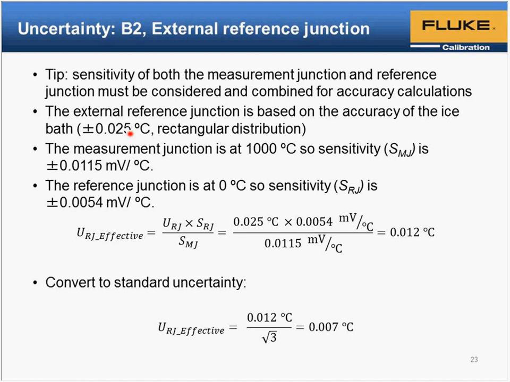So, the uncertainty of the reference junction ice bath. We need to look at the sensitivity of the thermocouple. We are still measuring at 1,000 degrees C, so we remember that the sensitivity is 0.0115. We calculated this earlier. And the temperature of the reference junction is 0 degrees C. So we have to go back to that same chart that we looked at earlier and find the Seebeck sensitivity coefficient at 0 degrees C, which is quite different. It's 0.0054 millivolts per degree C.